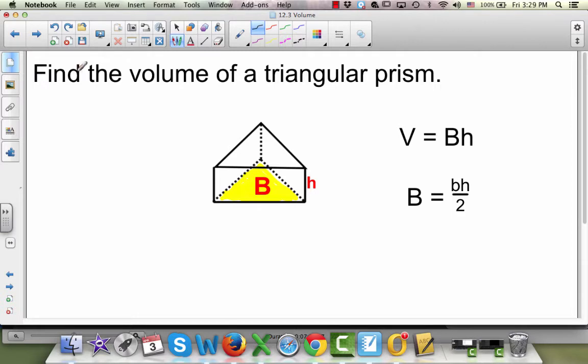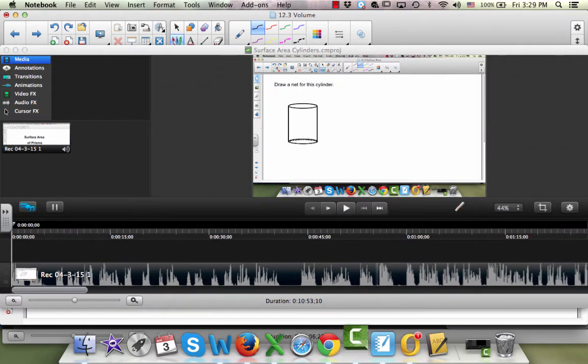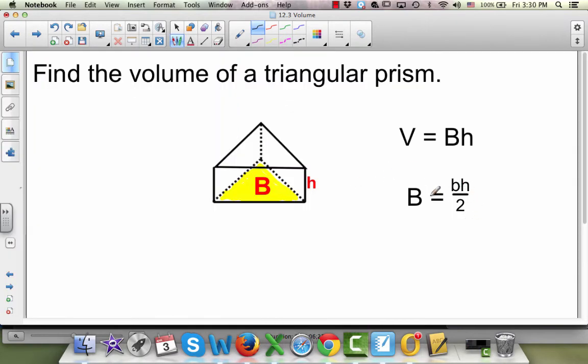All right, find the volume of this prism. Remember, the formula is volume equals big B times little h. The big B refers to the base of the figure. So here we go. The base is this part right here. That means it's going to be base times height divided by 2. Base times height divided by 2. Not length times width. So you see, that's why the formula is the big B little h. The big B refers to the area of the base of the figure.